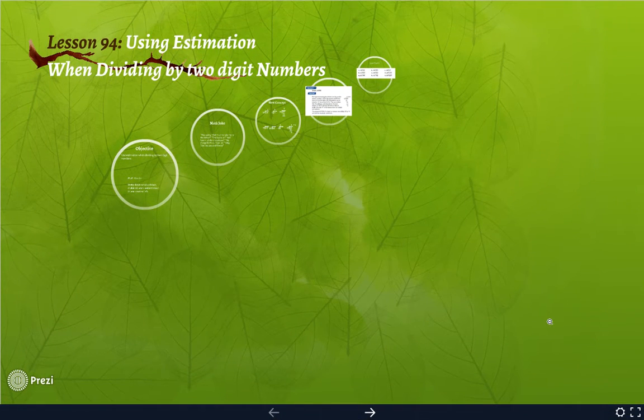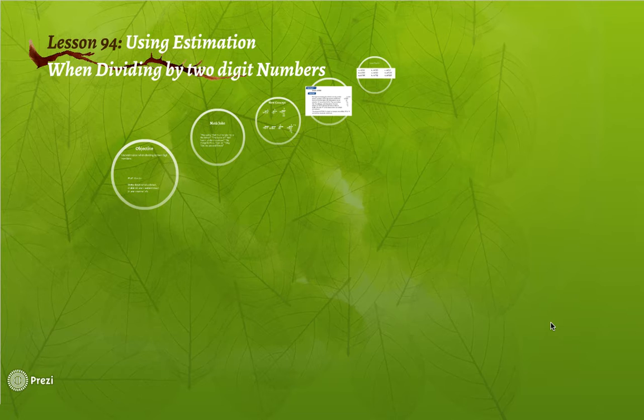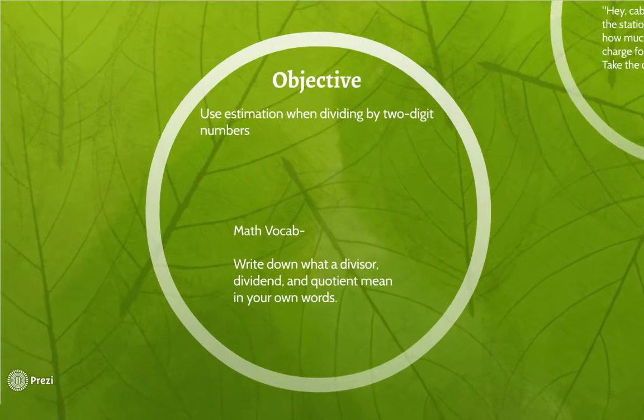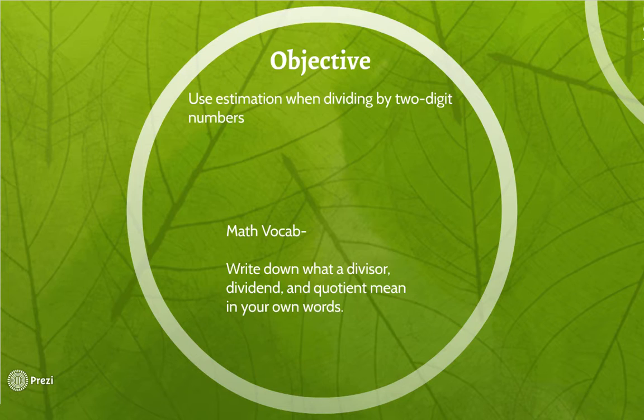Good afternoon. We're on lesson 94, using estimation when dividing by two-digit numbers. Your objective for today is to use estimation when dividing by two-digit numbers.